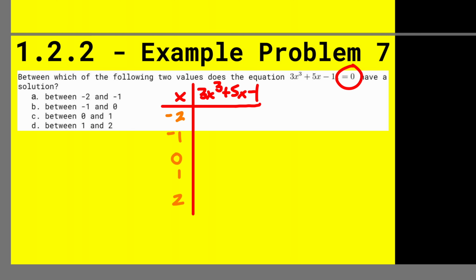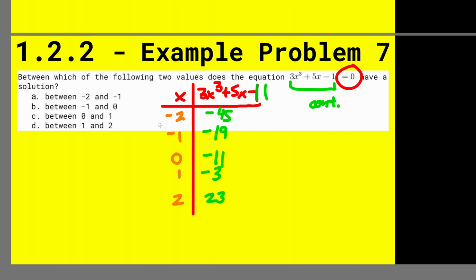And I'm going to plug those in to that 3x cubed plus 5x minus 1. Okay, so if you do that, you should end up with -45, -19, -11, -3, and 23. So now we're looking for it. This is a polynomial, so it has to be continuous. Oh, I'm sorry, this is -11.